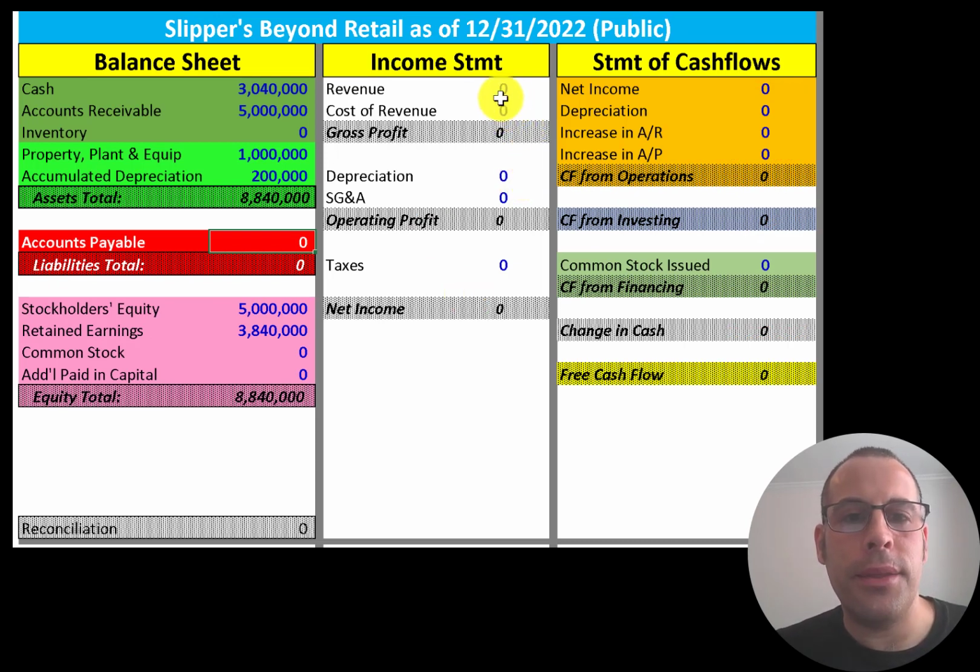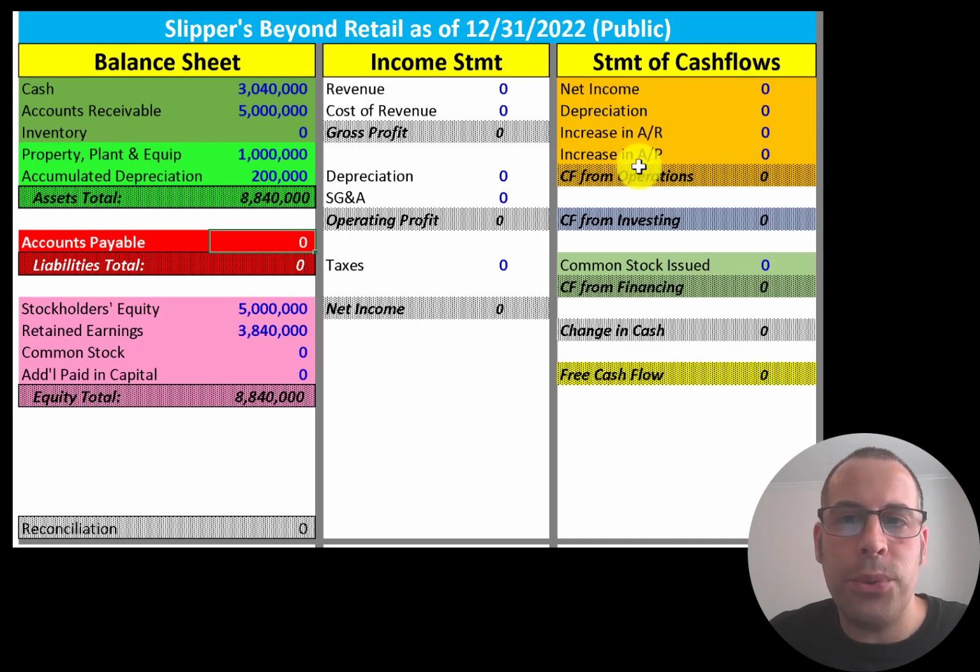So on the very first day of the year, we have no sales, so that's why everything is zero on the income statement and statement of cash flows. You can see up here it says public, so we're going to IPO this year. And I changed this from owner's equity to stockholders' equity. When we go public, there's not an individual that owns a company or a group of individuals. The owners of the company are all the stockholders.